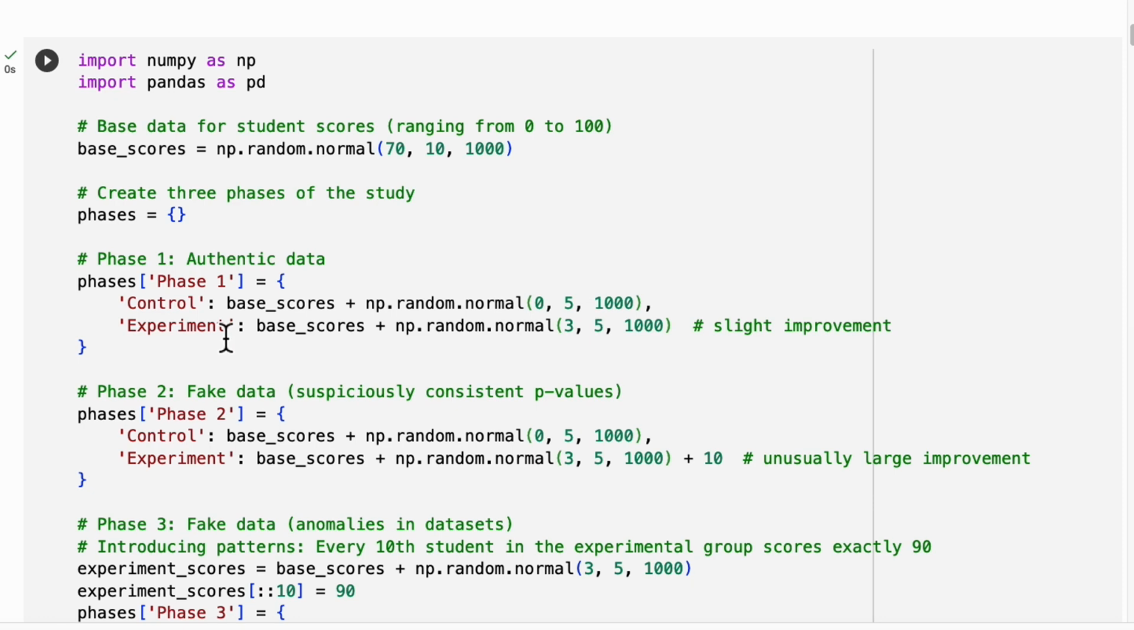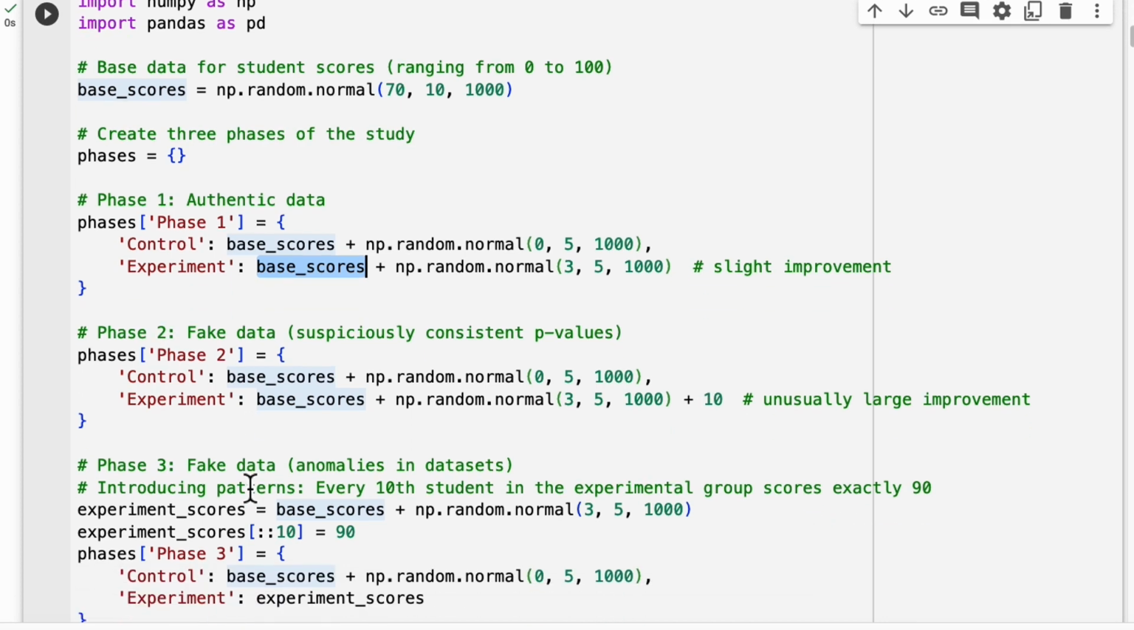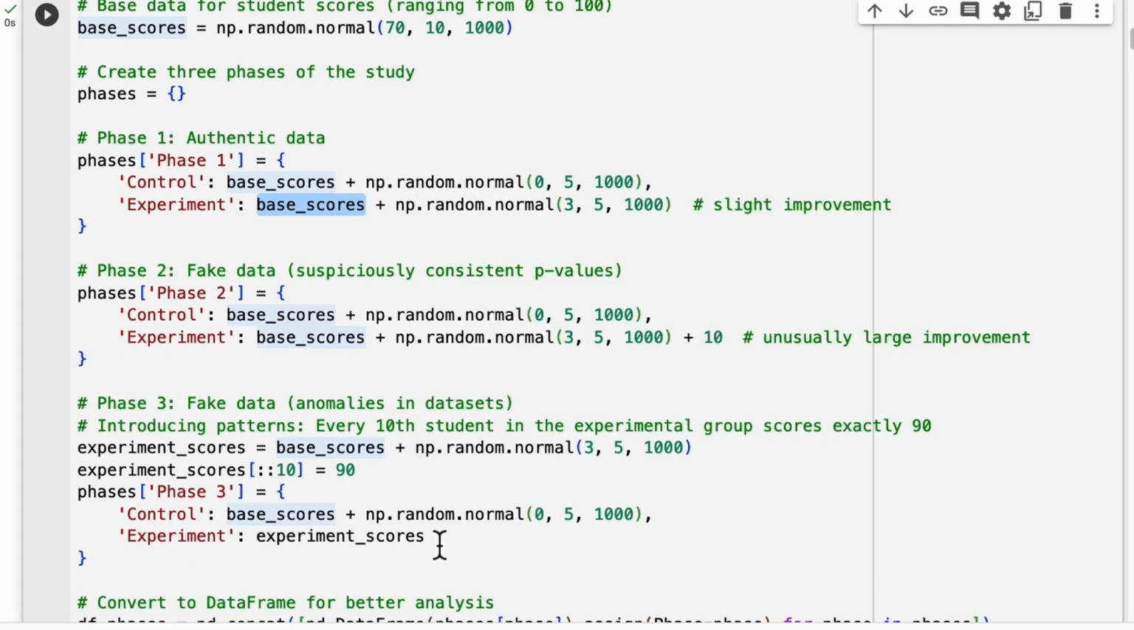Let's assume with your teaching method, with experiment, you may have an improvement on top of some base score distribution, and improvement is probably minor, right? Like 3 with a variance of 5. In phase 2 of study, we artificially increase the improvement. Now in phase 3, we do similar improvement here, right?